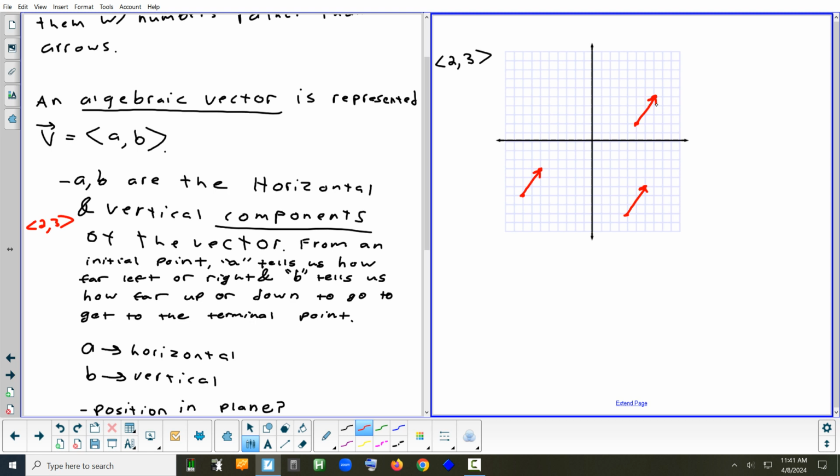Those are all the vector 2, 3. Where do you think the most common place would be to start from? Quadrant 1 or from 0. Yeah, the origin. So if you could pick anywhere to start from, the origin would generally be where you would start from.